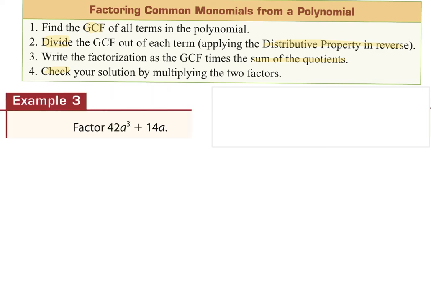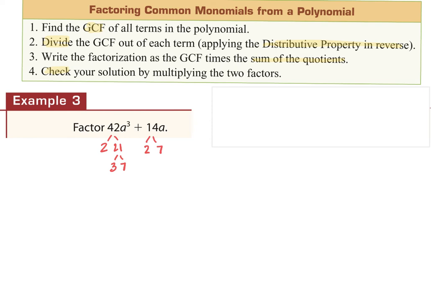Example 3. Factor 42a cubed plus 14a. Once again, if you do not see the common factor between 42 and 14, you can do your factor tree. All right? You can say 2 and 21, 3 and 7. All right? And then you can say 2 and 7.